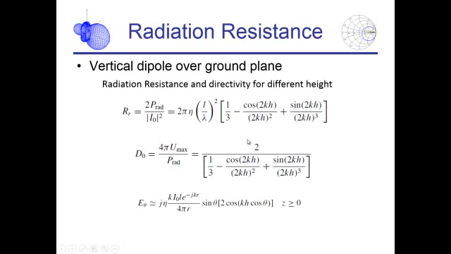Okay, so in summary, to get the radiation resistance of a vertical dipole, we'll use this equation right here. For the directivity, it's going to be determined by this equation. For the radiation pattern, we'll use this equation right here.